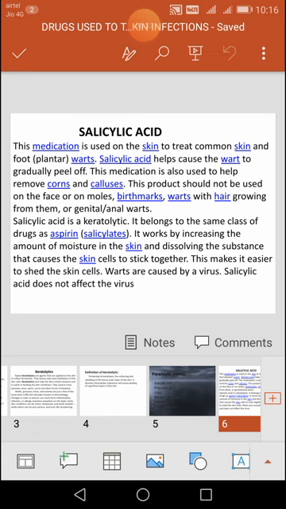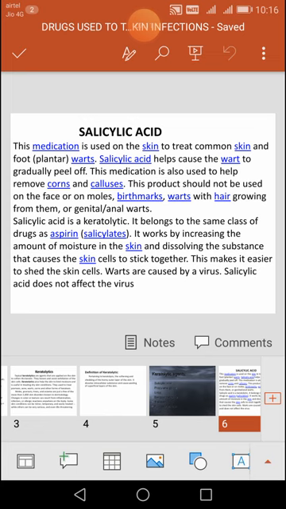It works by increasing the amount of moisture in the skin. Mostly when there are infections of the skin, the skin becomes very dry. So these salicylates act as a moisturizer, moisturizing the skin and dissolving the substances that cause the skin cells to stick together. So the pores will be opened actually. It makes it easier to shed the skin cells, so those which are dried and dead will be shed off.